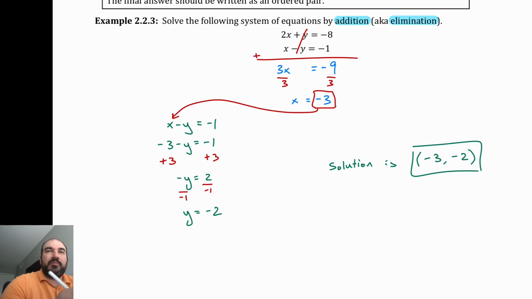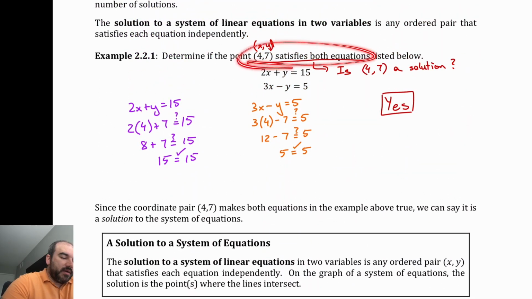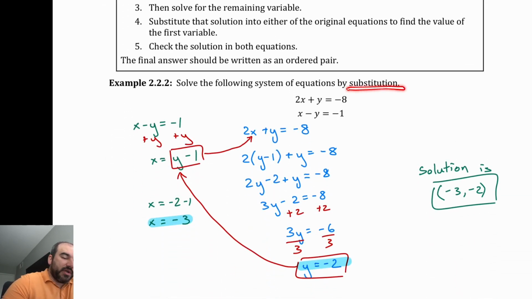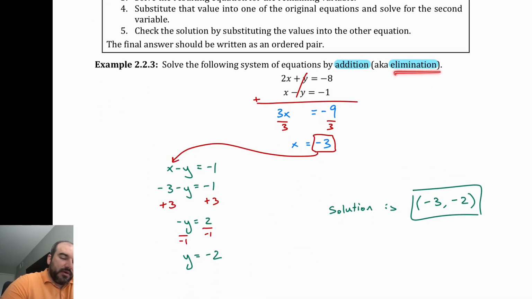So we saw 3 examples. We saw first example where we just check if the given point is a solution. We solved by substitution, which the word substitution means you are going to substitute for one of the variables. And then we solved by elimination or addition, whatever you want to call it. And in that one, you got to get one of the variables to eliminate by adding the whole equations together. Any questions so far?